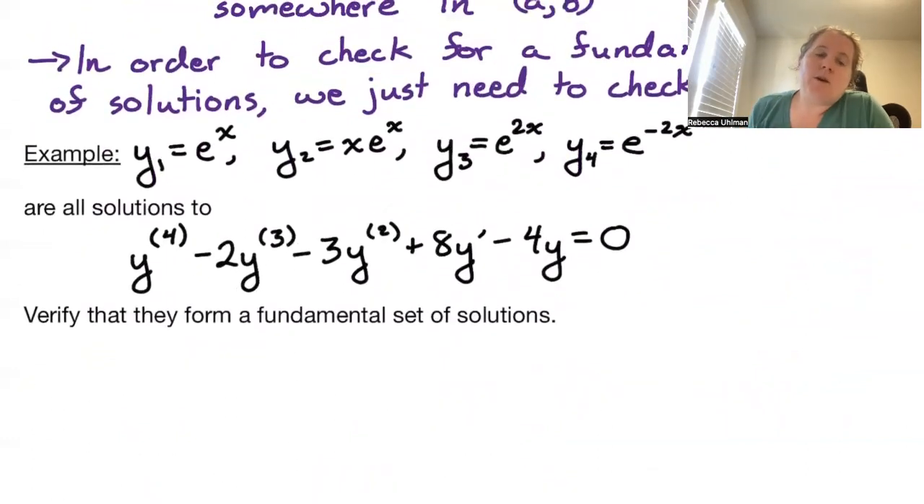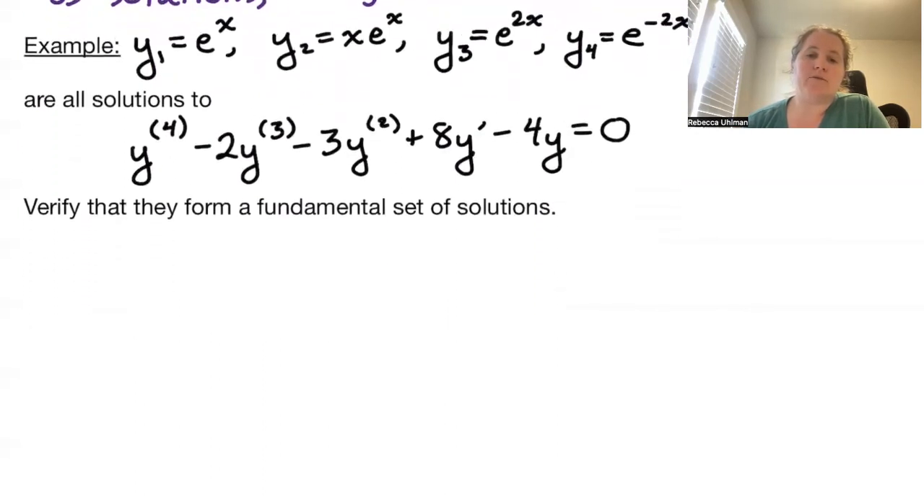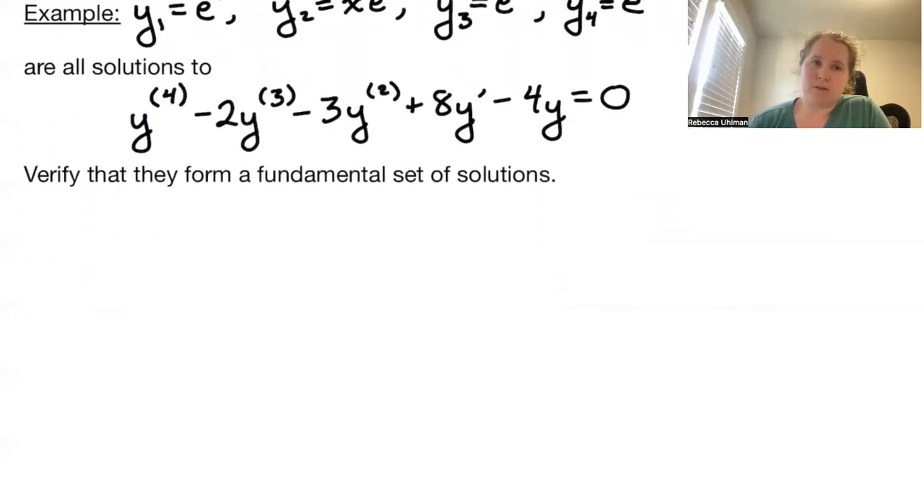I claim that y1 equals e to the x, y2 equals x e to the x, y3 equals e to the 2x, and y4 equals e to the negative 2x are all solutions to the equation fourth derivative of y minus 2 times the third derivative of y minus 3 times the second derivative of y plus 8 times y prime minus 4y is equal to 0. Our job is to verify that they form a fundamental set of solutions.